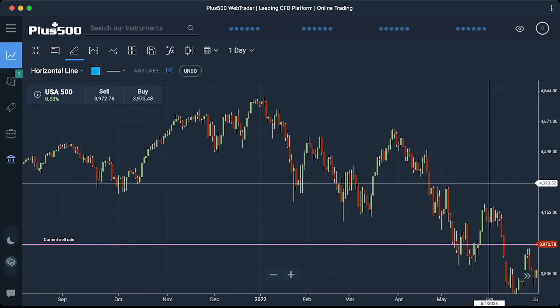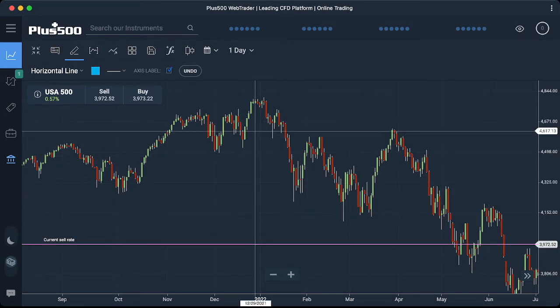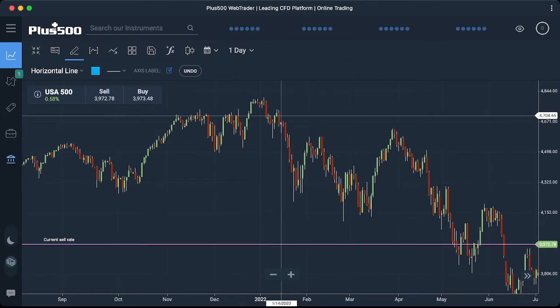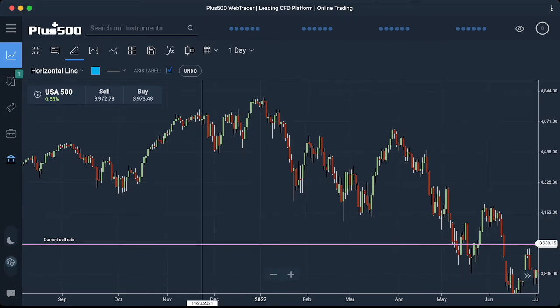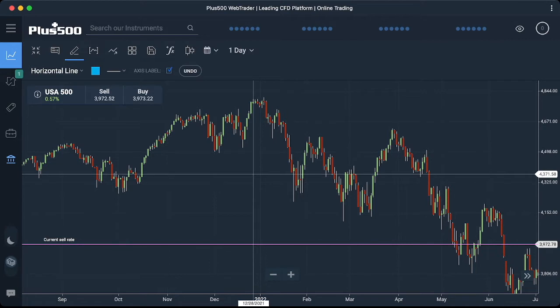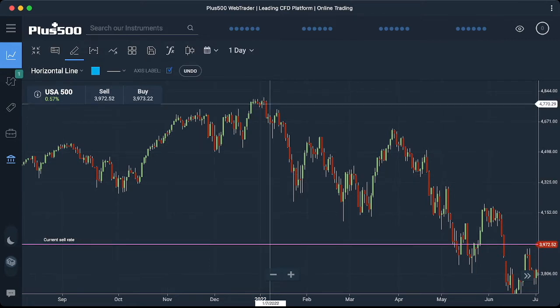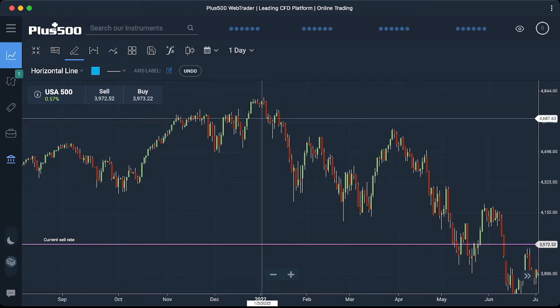Okay, here what you can see is a daily chart for the S&P market, USA 500, showing from December 2021, when the market reached this high. I'm going to explain from here how to find out the daily bias.